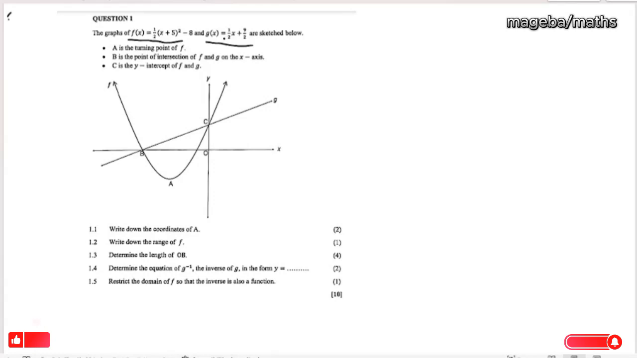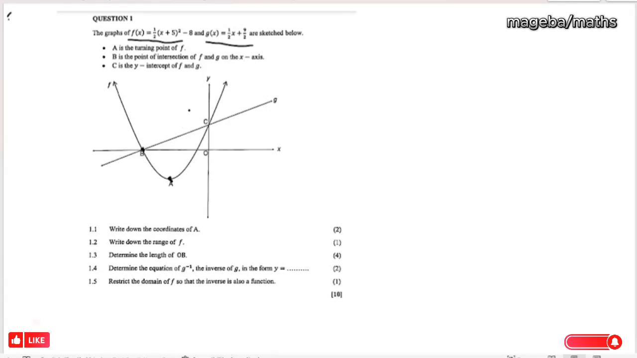And they are saying A is a turning point of f, so this is my f, and then we have a turning point here, which is A, and then we have B as a point of intersection. Very important, point of intersection. That's where both graphs intersect. Here, this is where both graphs are equal, on the x-axis.